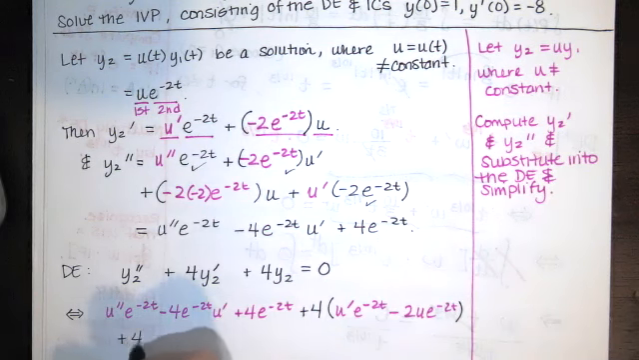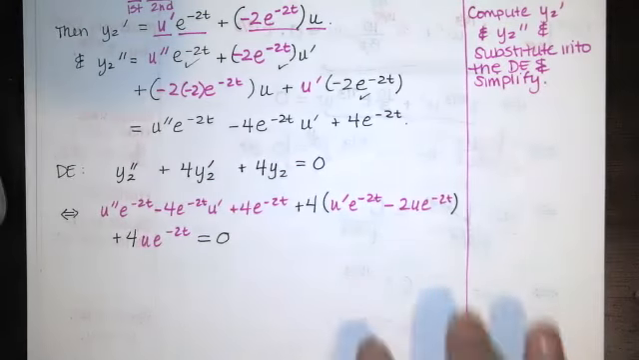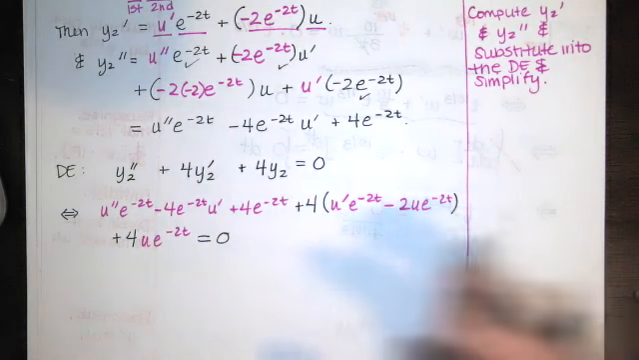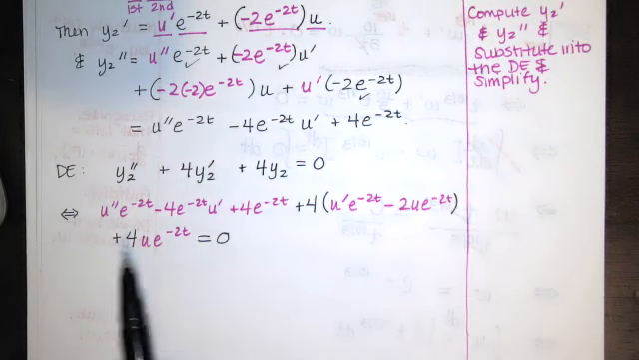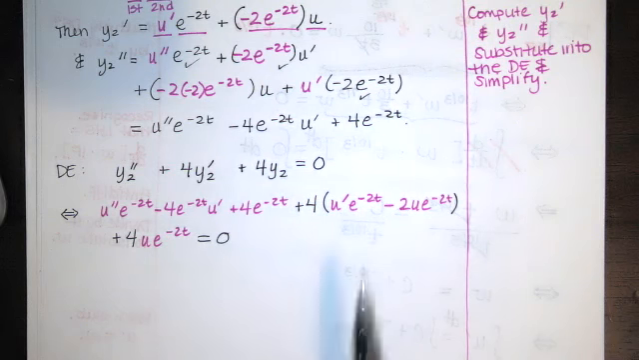And then we add 4 times y sub 2. And that equals 0. Now, the e to the negative 2t, that's just a function, that's known. The only unknown here is this function u, and that's what we're trying to find. So now we've got a second order differential equation in u, and we need to solve that.